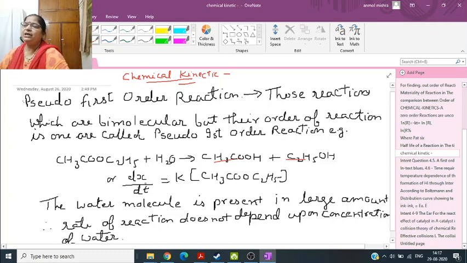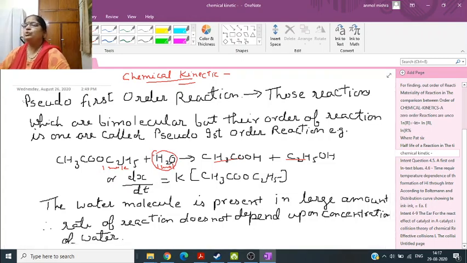So it will be dx by dt is equal to K active mass of CH3COOC2H5. So you can see here, if you see it, there is 1 mole of ester and 1 mole of water. So it is a bimolecular reaction, but this water molecule is in large amount, therefore it is a pseudo first order reaction.